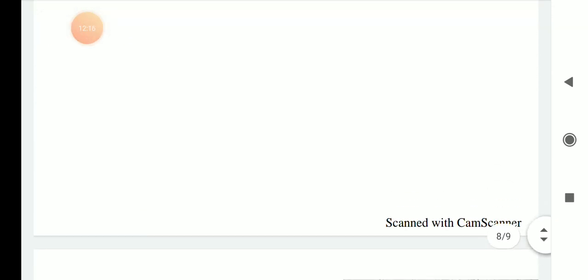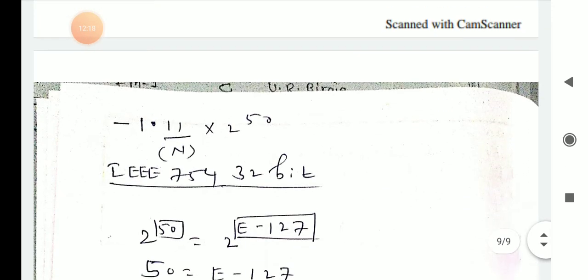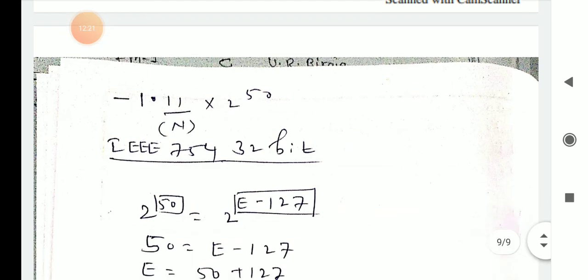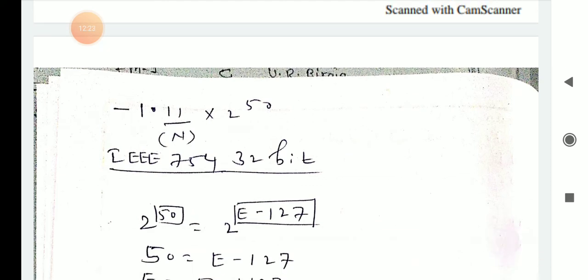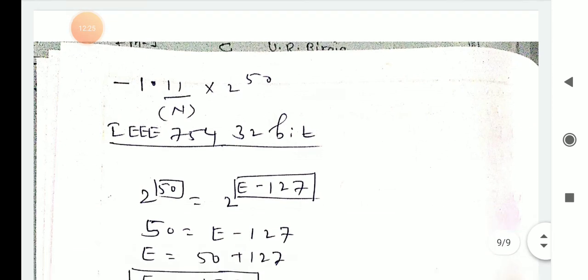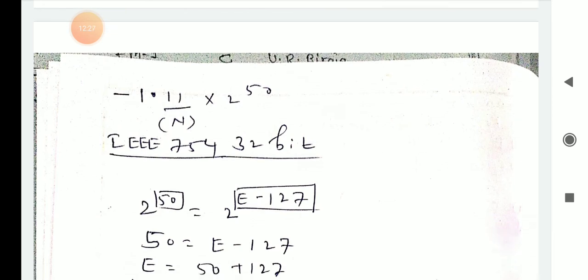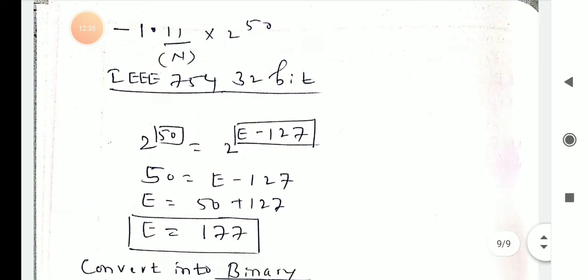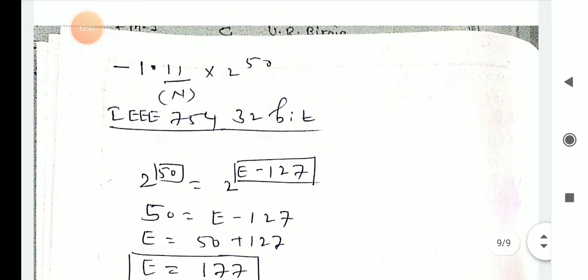Next step is you have to take the normalized number. That is what you know how to take. Minus 1.11 multiplied by 2 raised to 50, normalized number is 1. After that dot you are having the normalized number. IEEE 754 32-bit format you have to consider. You have to compare 2 raised to 50 with 2 raised to e minus 127. How did you get this one?